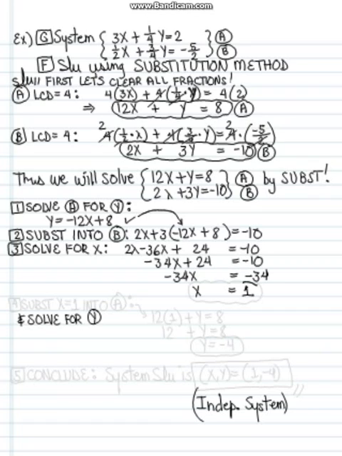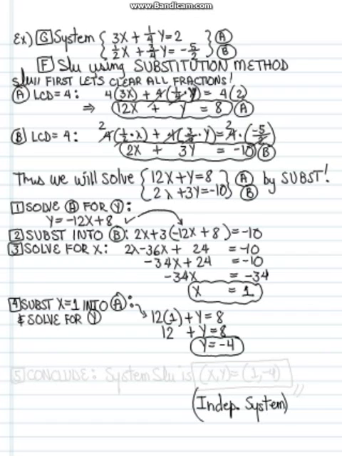Okay, step 4 for solving using substitution. We're going to take this result, x equals 1, and substitute it into the other equation, A, and solve for y. So we get 12 times x, we replace the x with 1, plus y equals 8. So 12 plus y equals 8, y equals negative 4.